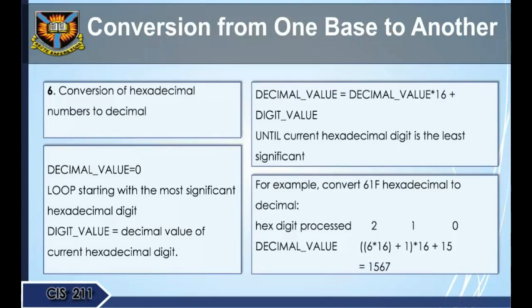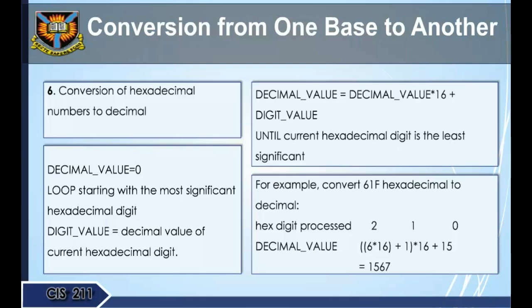6. Conversion of hexadecimal numbers to decimal. Decimal_value is equal to 0. Loop starting with the most significant hexadecimal digit. Digit_value is equal to the hexadecimal value of the current hexadecimal digit. Decimal_value is equal to decimal_value * 16 plus digit_value, until the current hexadecimal digit is the least significant. For example, convert 61F hexadecimal to decimal.